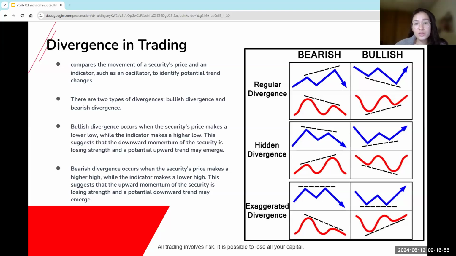It's important to note that divergence is a potential early warning sign of a trend change, but that's still not a guarantee. That's why we would use this in combination with your trend lines or chart patterns to confirm a divergent signal before making trading decisions. You can see the higher high that we're talking about for bearish, and the lower low, higher low on our bullish.